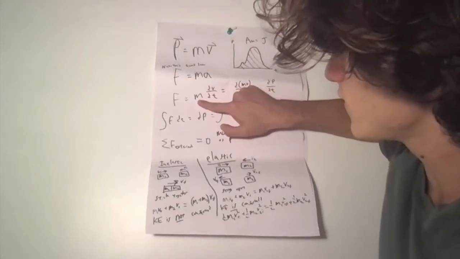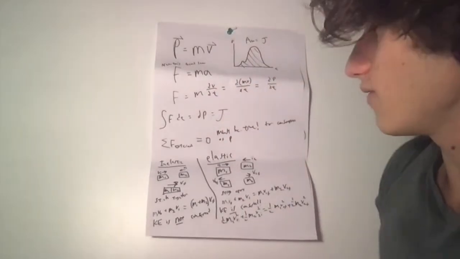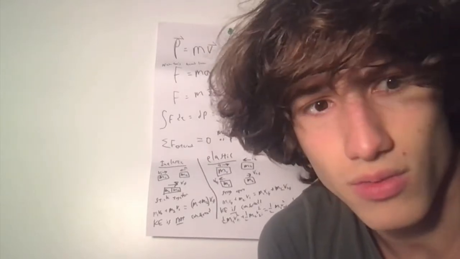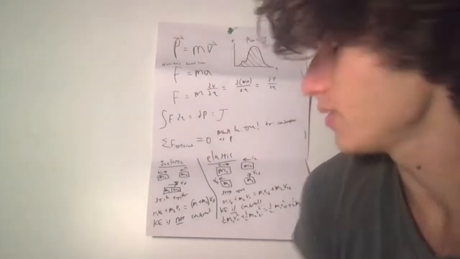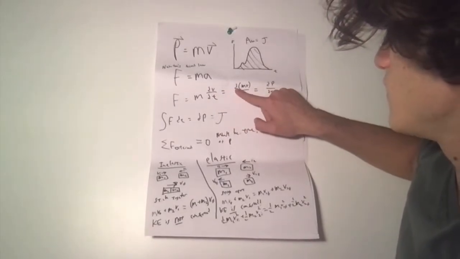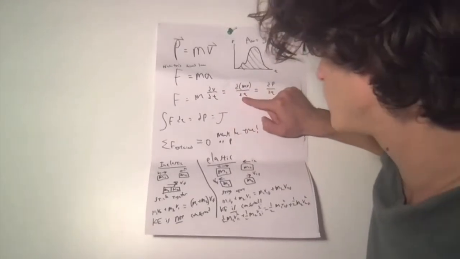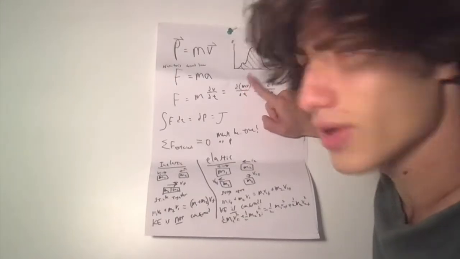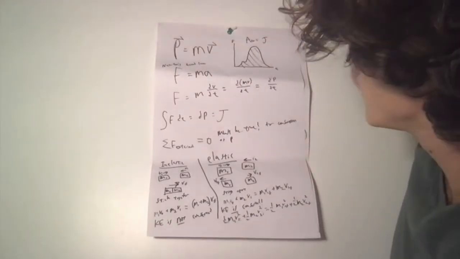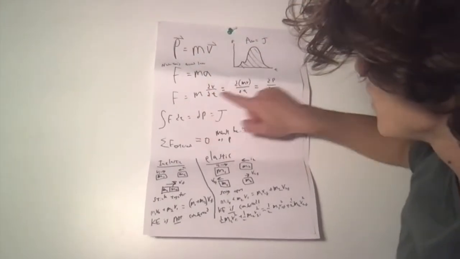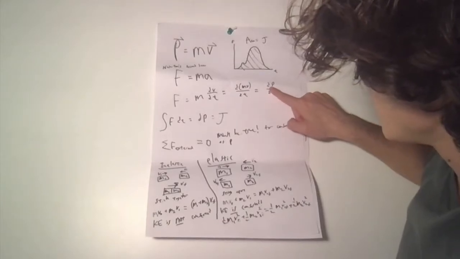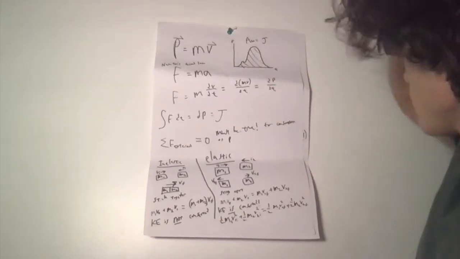Now, we can just bring the m inside the v, because m is just a scalar, so it won't matter. We can bring it inside the derivative. So it's equal to delta of m times v over delta t. But look at this. We set in the beginning mv to be equal to momentum, to p. So we can just say that force is equal to dp over dt, the delta momentum over delta time.